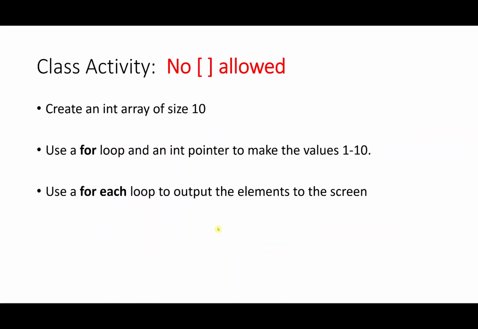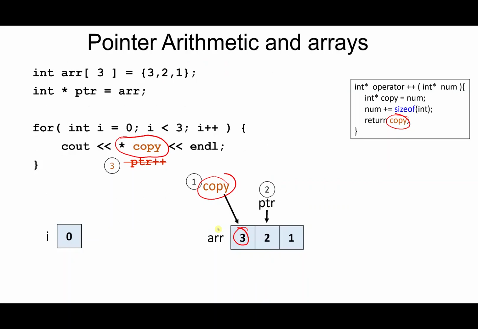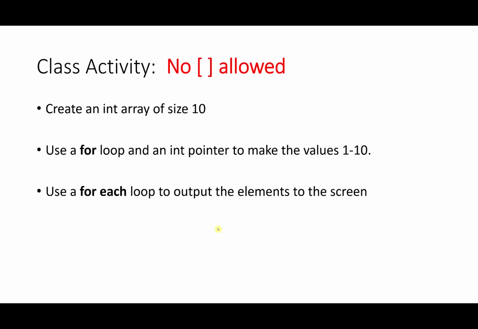So if you did not understand how this is actually happening, go rewind the video and watch it again. So create an int array of size 10 and use a for loop and an int pointer to make the values 1 to 10. Then use a for each loop to output the elements to the screen. And again, no square brackets allowed. So you're using the PDR, the plus plus, and the asterisk, right? The dereferencing operator.